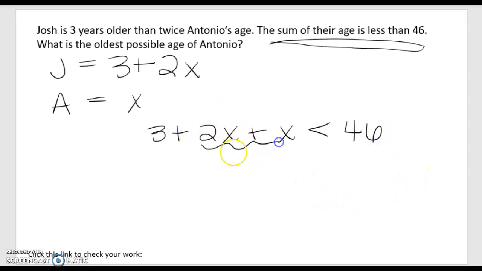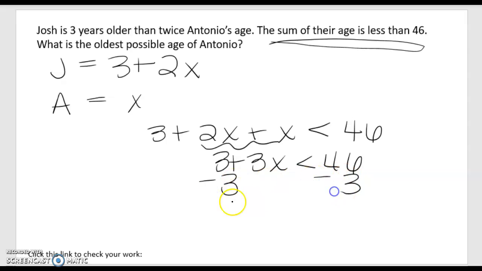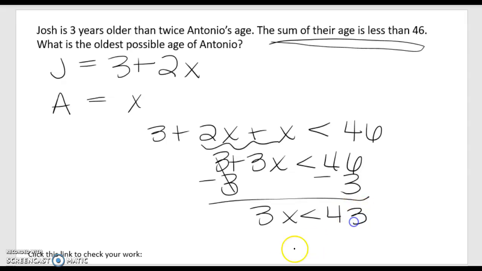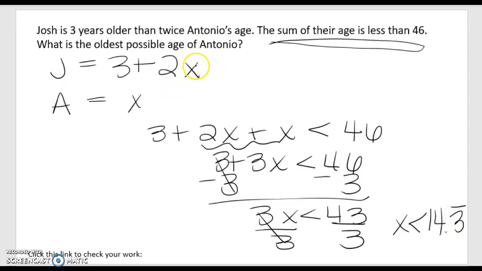So we combine like terms. 3 plus 3x is less than 46, minus 3. 3x is less than 43. Divide by 3. Actually, dividing this, I get x is less than 14.3 repeating. So Antonio can be 14 at most.